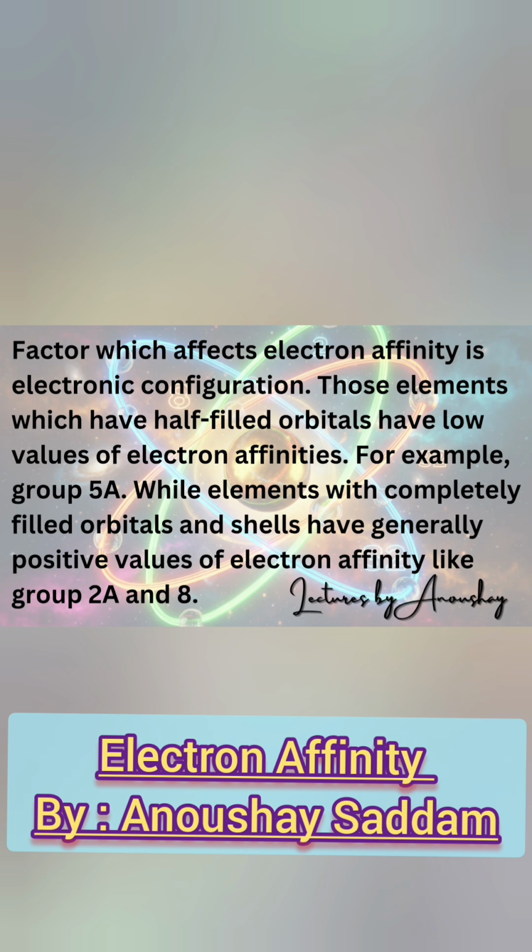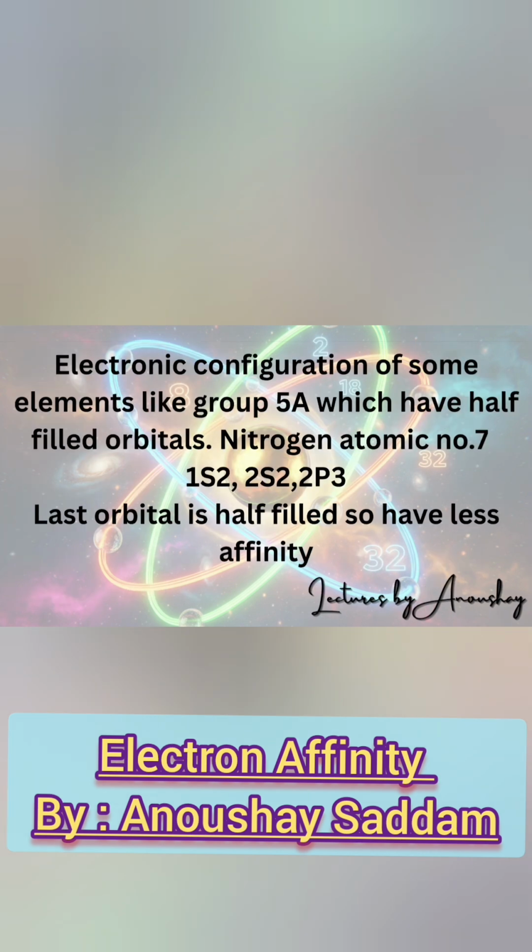Those elements which have half-filled orbitals have low values of electron affinities, for example, group 5A, while elements with completely filled orbitals and shells have generally positive values of electron affinity, like group 2A and 8A. Let's do some electronic configuration, then I will explain it more precisely. Group 5A elements have half-filled orbitals, like nitrogen, which has atomic number 7. When we do this electronic configuration, we find that it has a half-filled orbital.